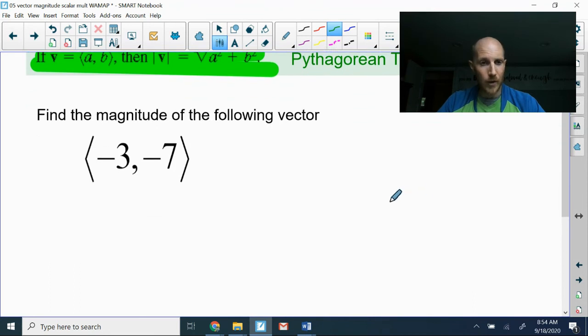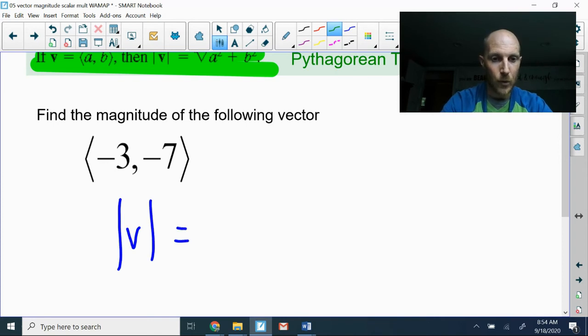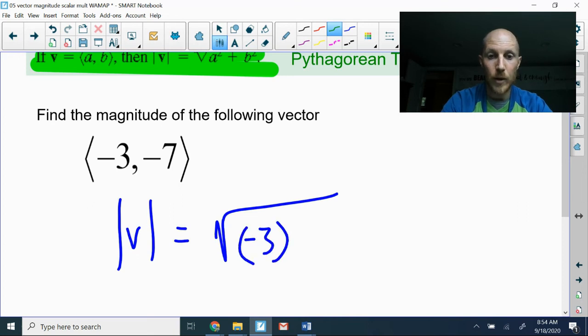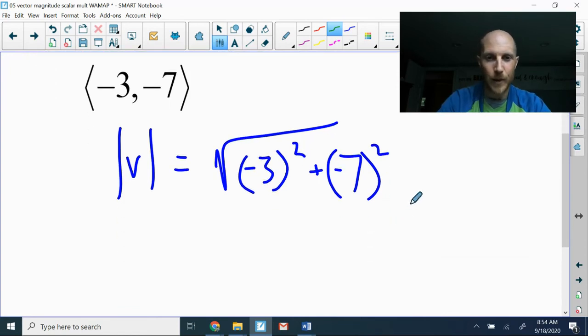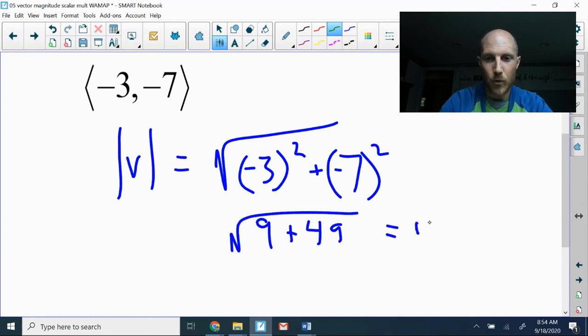Here's a vector that is given to us in component form. So it's got components -3 and -7. We're going to find the magnitude of this vector. I'll just name it v. And so this is going to be the square root of -3 squared plus -7 squared. The negatives are not really going to make any difference because when I square them, that negative is going to go away. So it's going to be 9. That's going to be 49. So I'm going to add together 9 and 49, which would be the square root of 58.